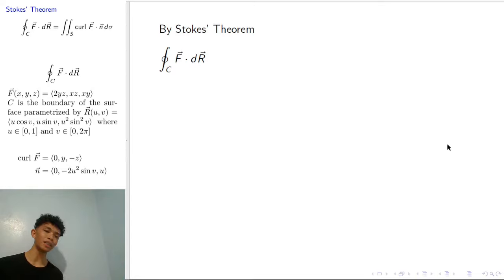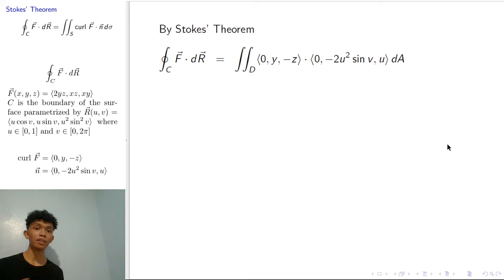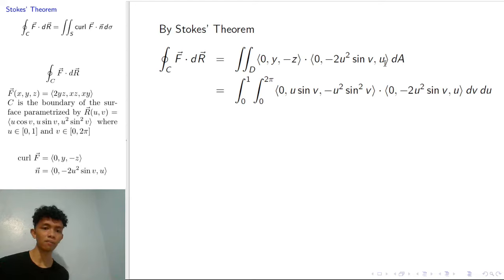By Stokes' theorem, this integral can be written as a surface integral, which is equal to this double integral. Here you have your curl, and here you have your normal vector. We replace y and z in terms of u and v. By taking a look at the parameterization r, you get u sine v for y, and for z, you get u squared sine squared v. Here, we have already inserted our limits of integration. It's as simple as the bounds of your intervals for u and v. For u, the integral runs from 0 to 1, and for v, it runs from 0 to 2 pi.